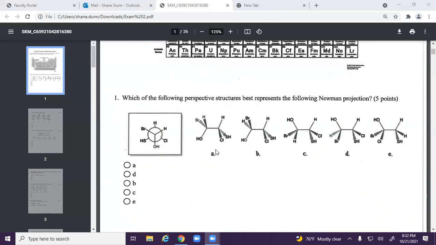Which one, perspective-wise, best represents the Newman projection? So we need to know how to do Newman projections. Do you guys understand Newman projections? Zoomies, is there anyone who does not understand Newman projections? I would enjoy a recap, please.